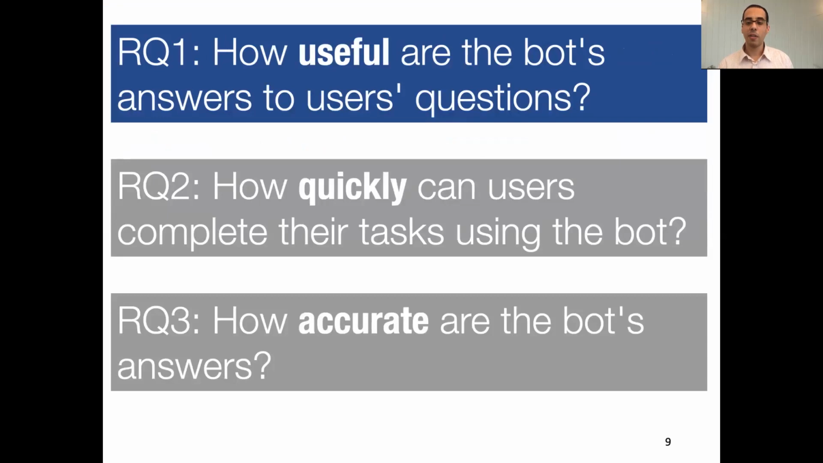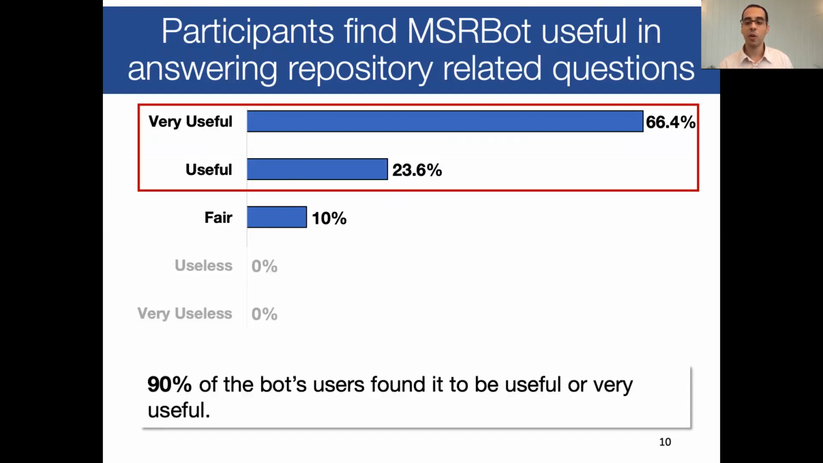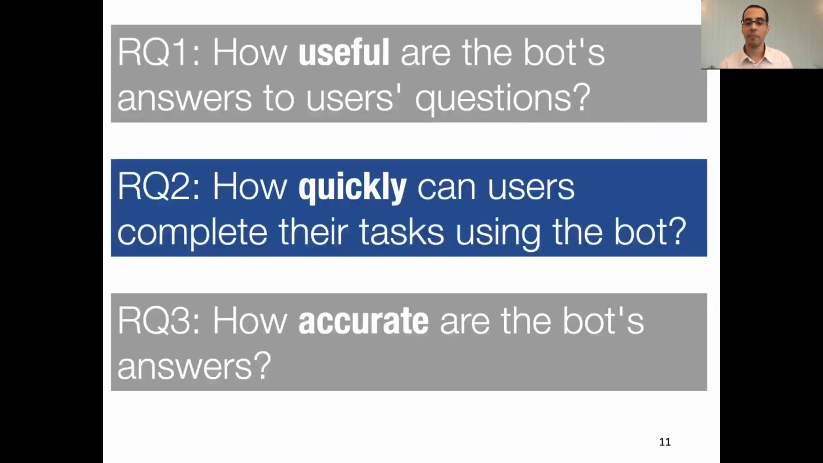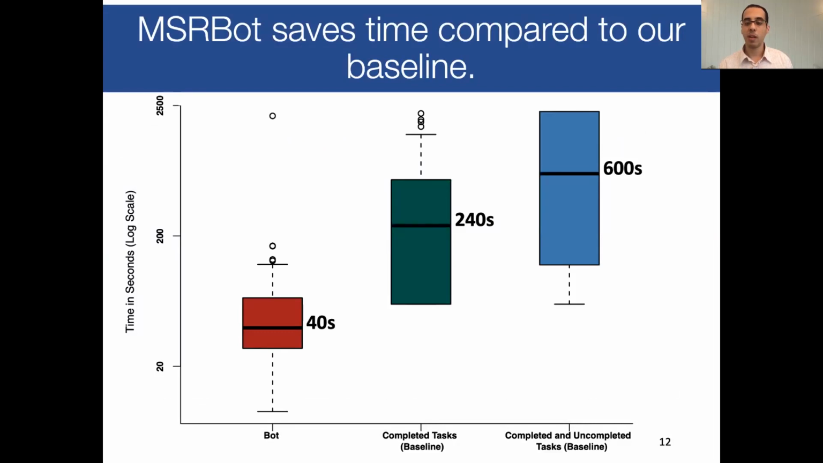The results of our first research question show that on a Likert scale, most of the developers found that the MSRBot is either useful or very useful. On the other hand, 10% of the developers said that some information is missing in the bot's answer, such as the commit hash. As for the second research question, we measure the task completion time and find that the approach of using the bot takes significantly less time than the baseline approach, whether we consider all tasks, completed and uncompleted, or only the completed ones.